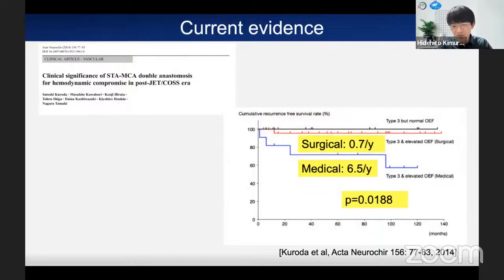Another study was shown recently. Professor Kuroda showed the efficacy of the STA-MCA anastomosis with a double barrel anastomosis. In the surgical group, patients suffered 0.7% per year ipsilateral cerebral infarction, whereas in the best medical treatment group 6.5% per year suffered recurrence of ipsilateral cerebral infarction. So the difference was statistically significant. This study also proved the efficacy of the STA-MCA anastomosis for chronic atherosclerotic disease patients with minor stroke.